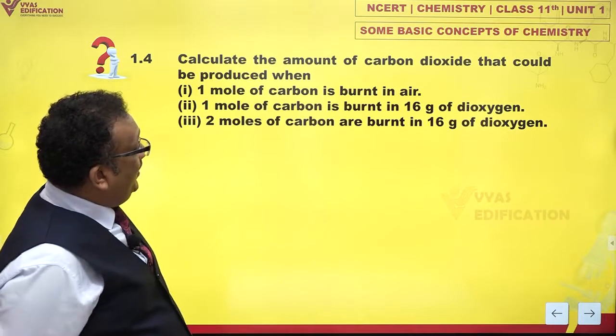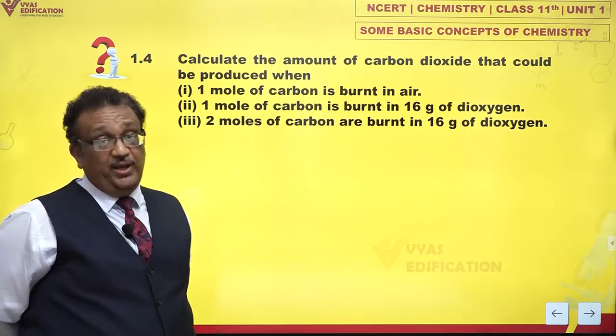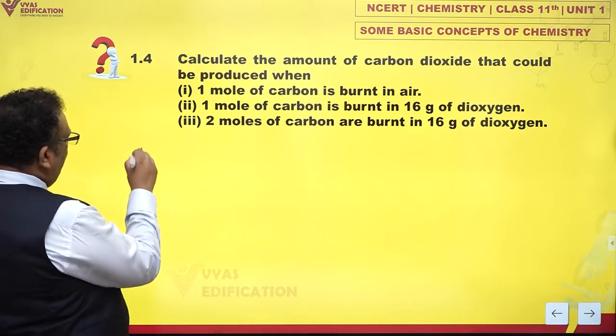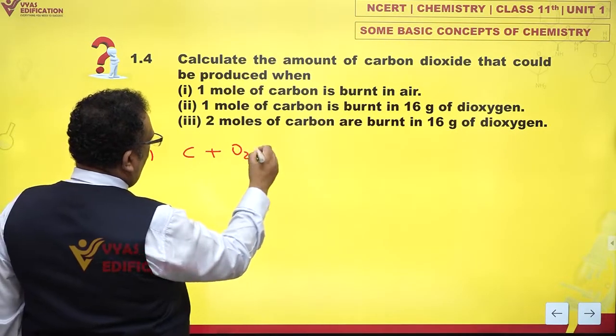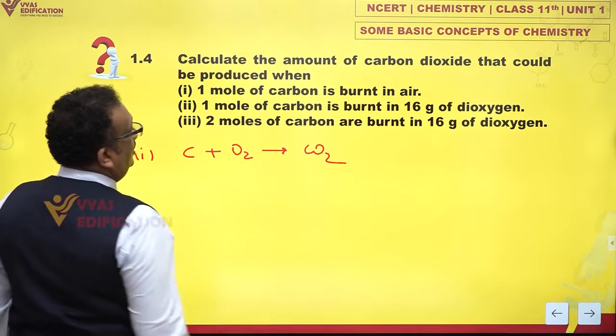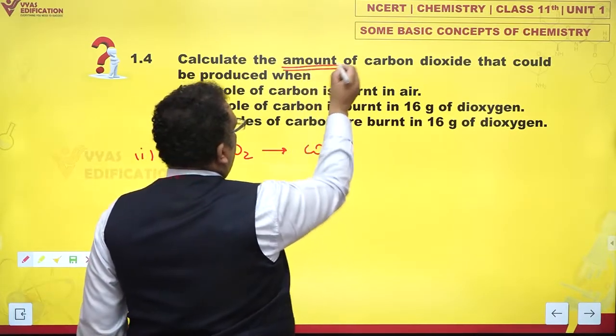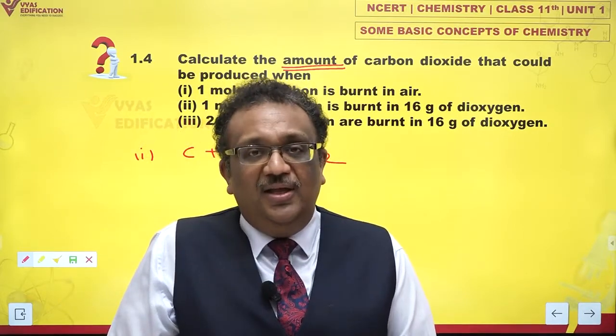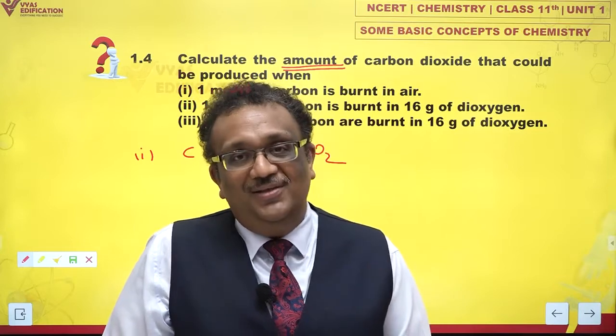Calculate the amount of carbon dioxide that could be produced when 1 mole of carbon is burnt in air. That's very simple. C plus O2 gives CO2. Now, what does amount mean? Amount means moles, volume, mass. Actually, it could be anything, but often it refers to mass.